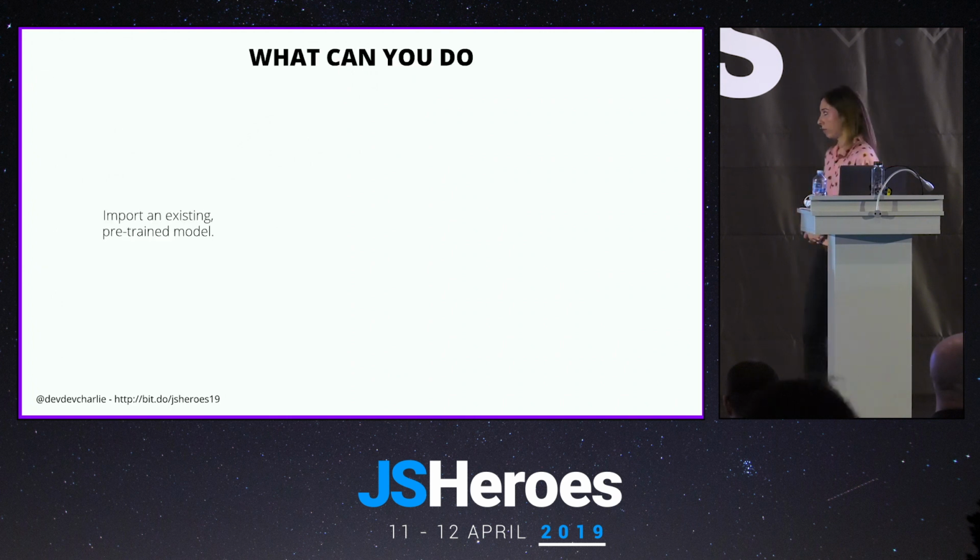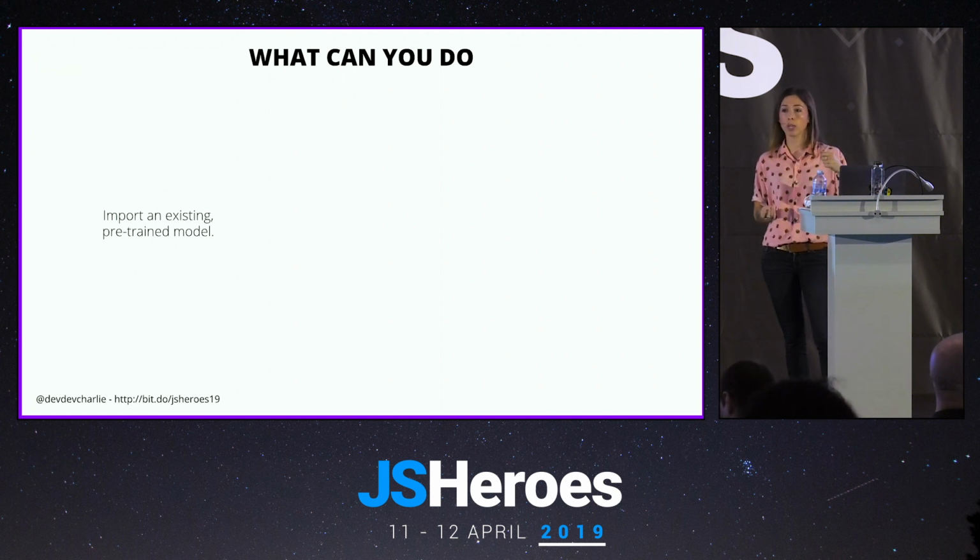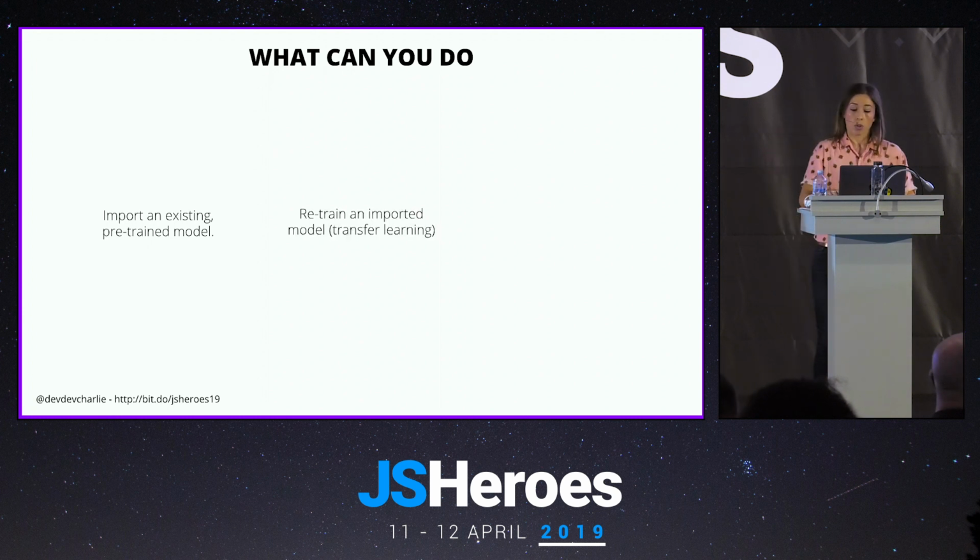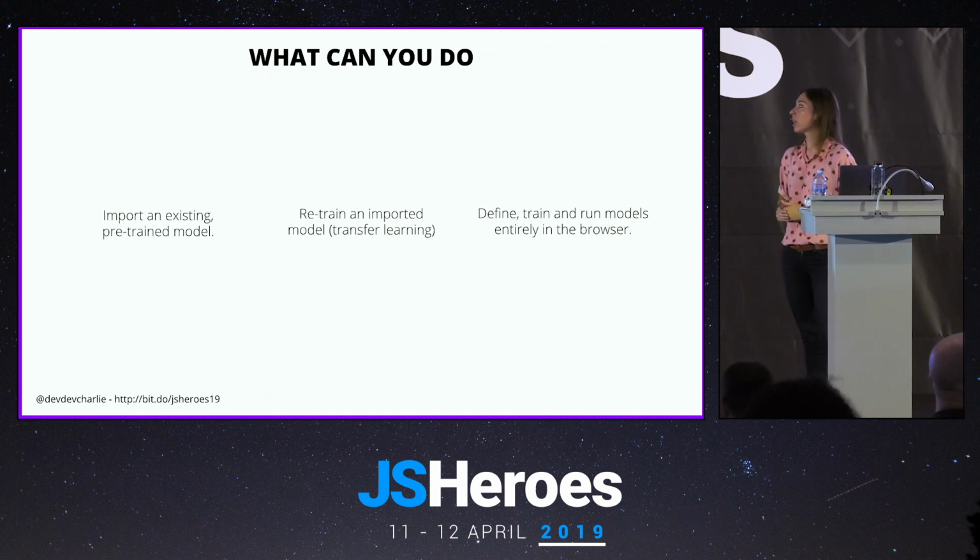But what can you actually do? You can import an existing pre-trained model, a model that can solve a specific problem, already trained with a set of data. You can also retrain an imported model, what we call transfer learning. So you start with an imported model, but then you add your own custom examples on top of it, and you just leverage what the algorithm was built for. And finally, you can define, train, and run models entirely in the browser.